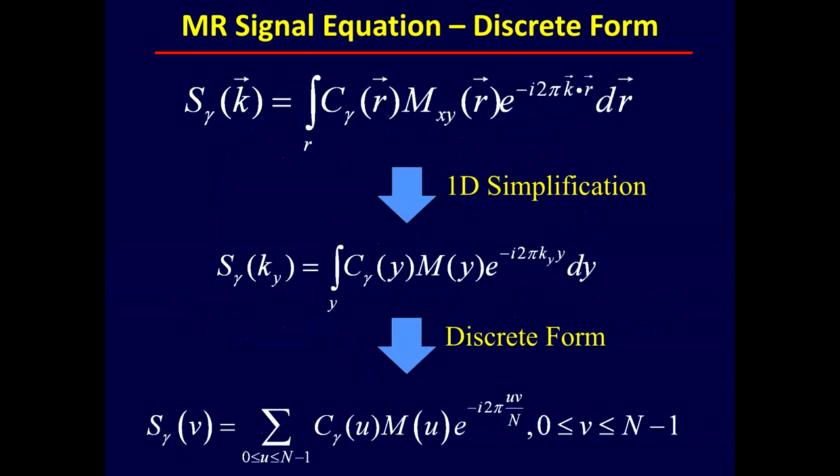To make it simple, let's start with a simpler form. In a typical image we have X and Y directions, and we're not doing any parallel imaging in the readout direction. We only do parallel imaging in the Y or phase encoded direction. So for simplicity, let's do a 1D simplification. The object is not a 2D object, but just a 1D object in the phase encoded direction, the Y direction. So your M xy of r now becomes M of y. That's your signal, and there's a Fourier kernel in the y direction only. And again, this is B of gamma, for channel gamma, the coil sensitivity as a function of space in y.